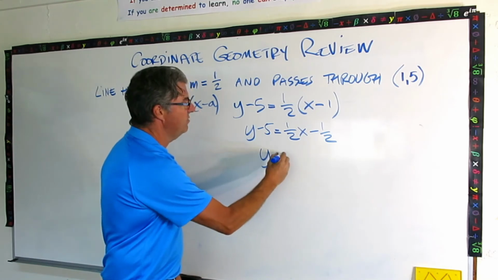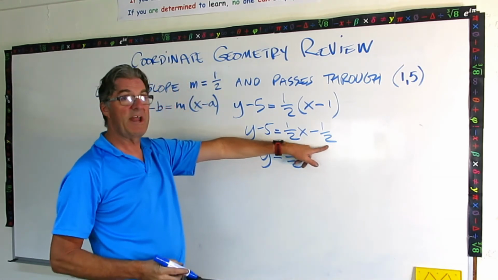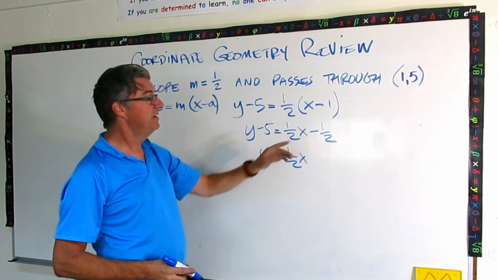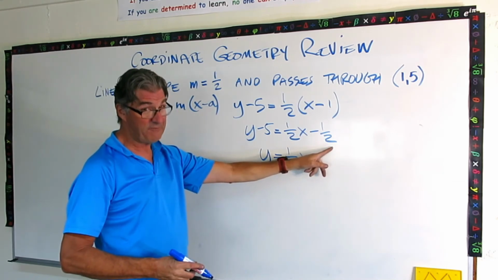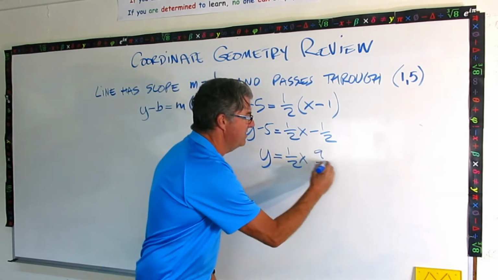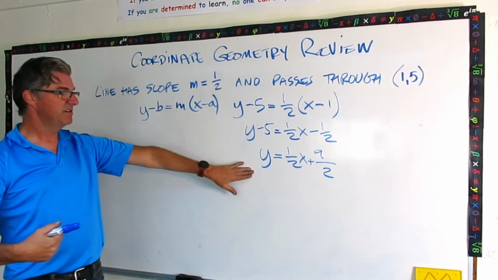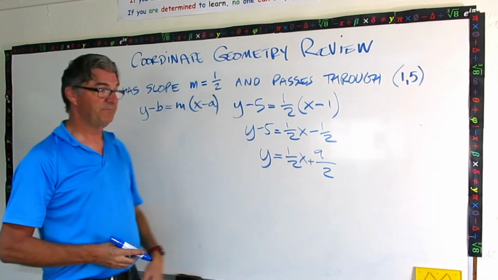So I'm going to get y equals 1/2 x. And when I add 5 to minus 1/2, I'm adding 10 halves, but I'm subtracting 1/2. So I've got 10 halves there. I added it by 1/2 less. So this is 9/2. There's my equation. That's slope-intercept form. We know our slope, it's sitting right there, and here's our y-intercept.